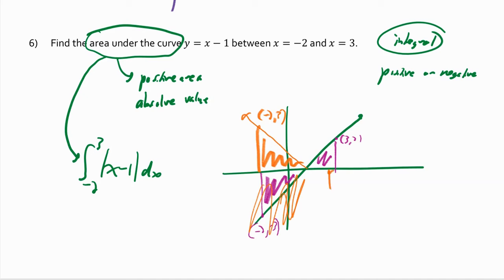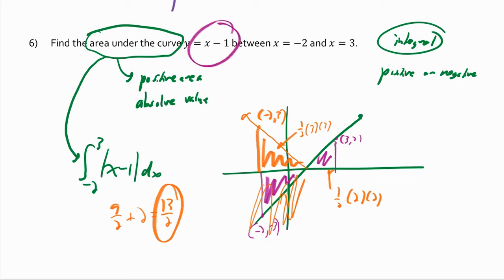This triangle would have an area of 1/2 base times height. This triangle would have an area of 1/2 base times height as well. So we'd get 9/2 plus 2, or 13/2. Area under the curve should always be positive, and it should always reflect what the absolute value function would have been. So probably the simplest way to think about it is if you see area under the curve, convert this into an absolute value function and just graph the absolute value function so you're absolutely sure about what you're doing.